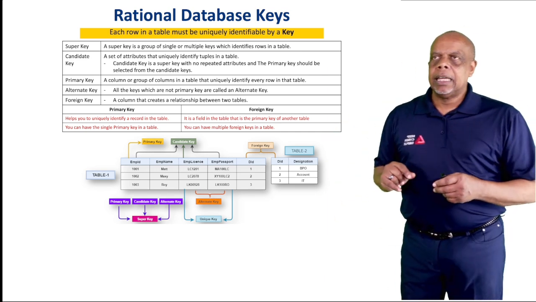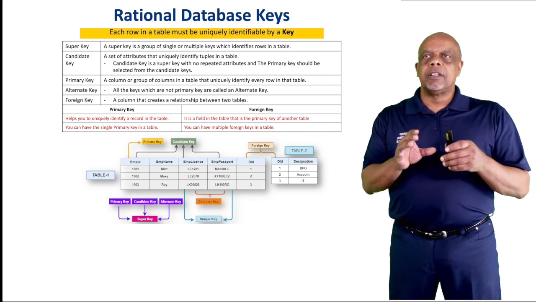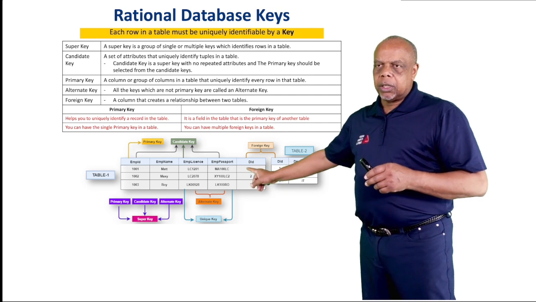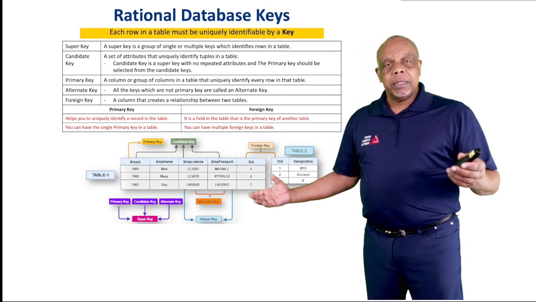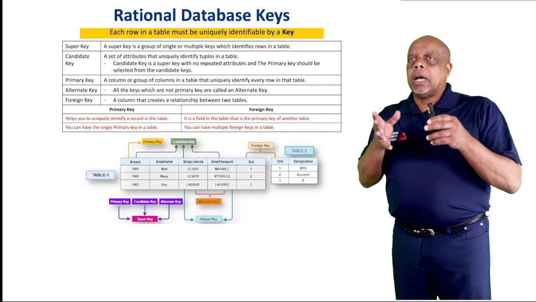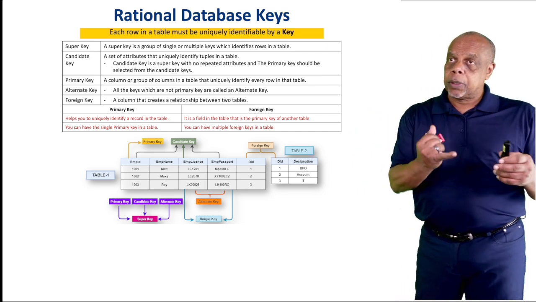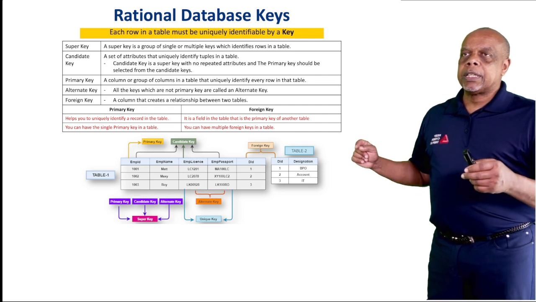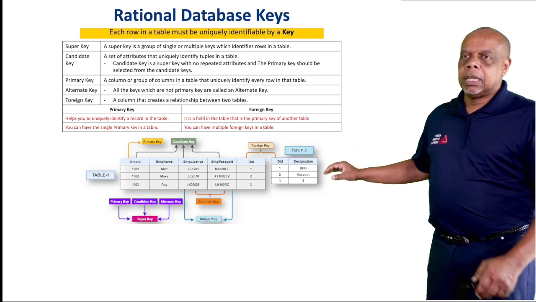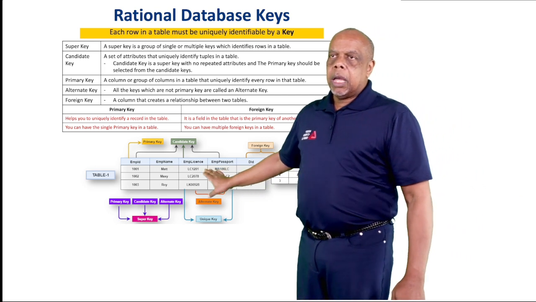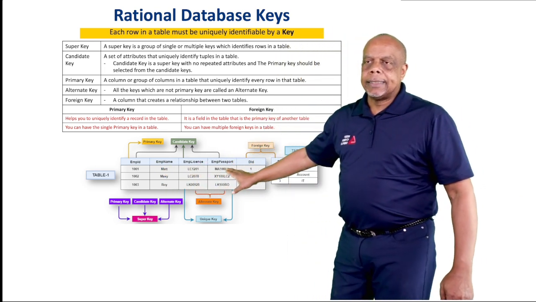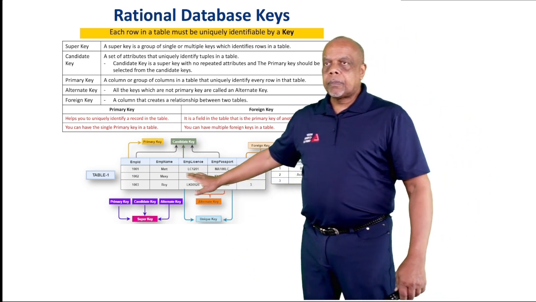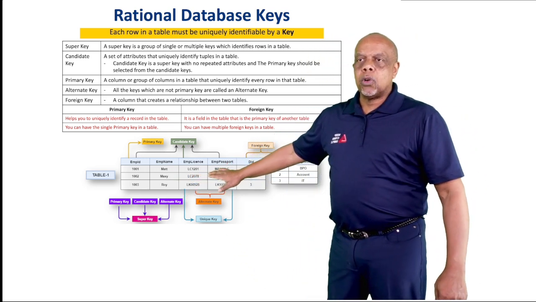A candidate key, like I say, is a set of attributes that uniquely identify tuples, a tuple being just one of these little cells. Like if you work in Excel, you call it a cell; in a database they call them tuples. In a table, a candidate key is a super key with no repeated attributes, and the primary key should be selected from the candidate keys. So now you look at our diagram down here. Any of these are candidate keys, meaning that they are super keys. Nothing is repeated, right? There are no repeated attributes.